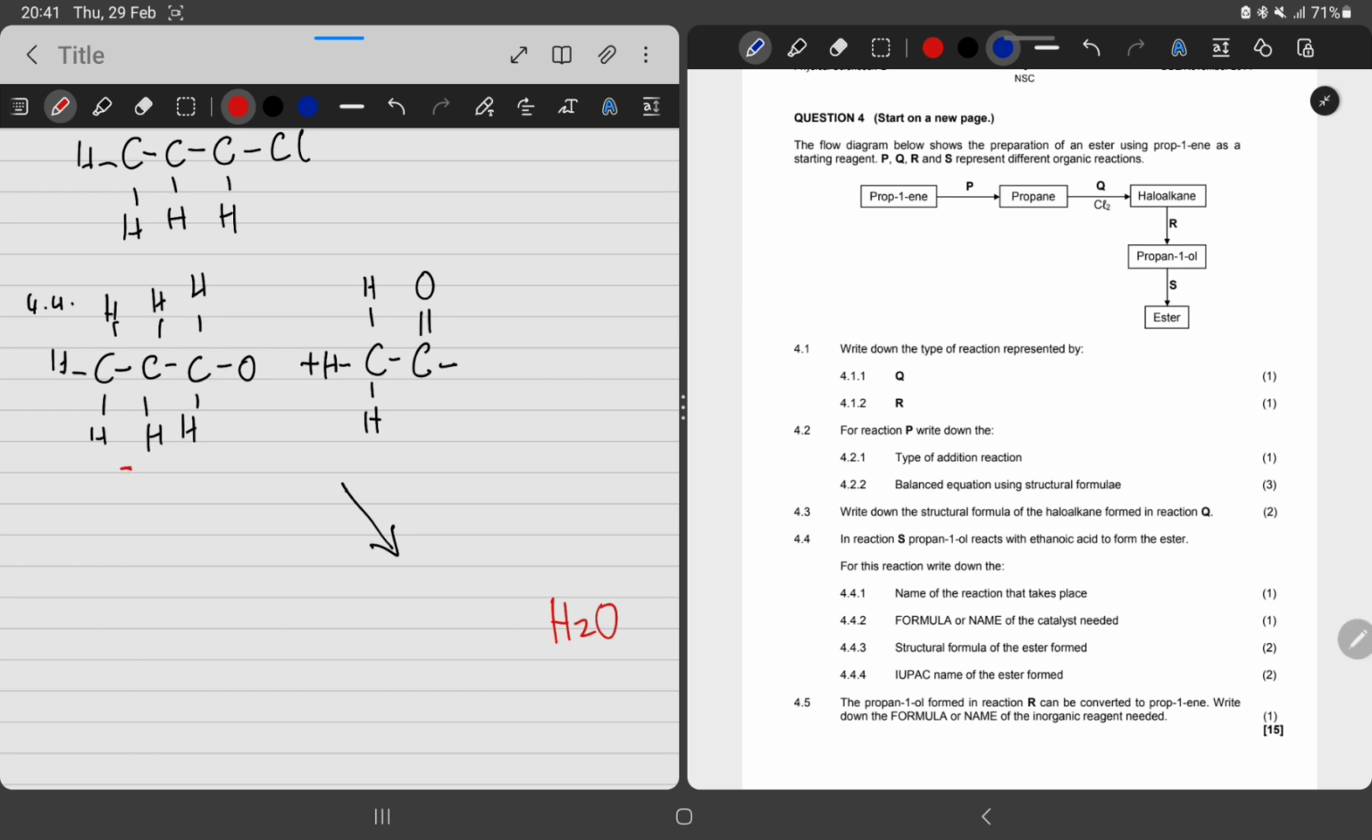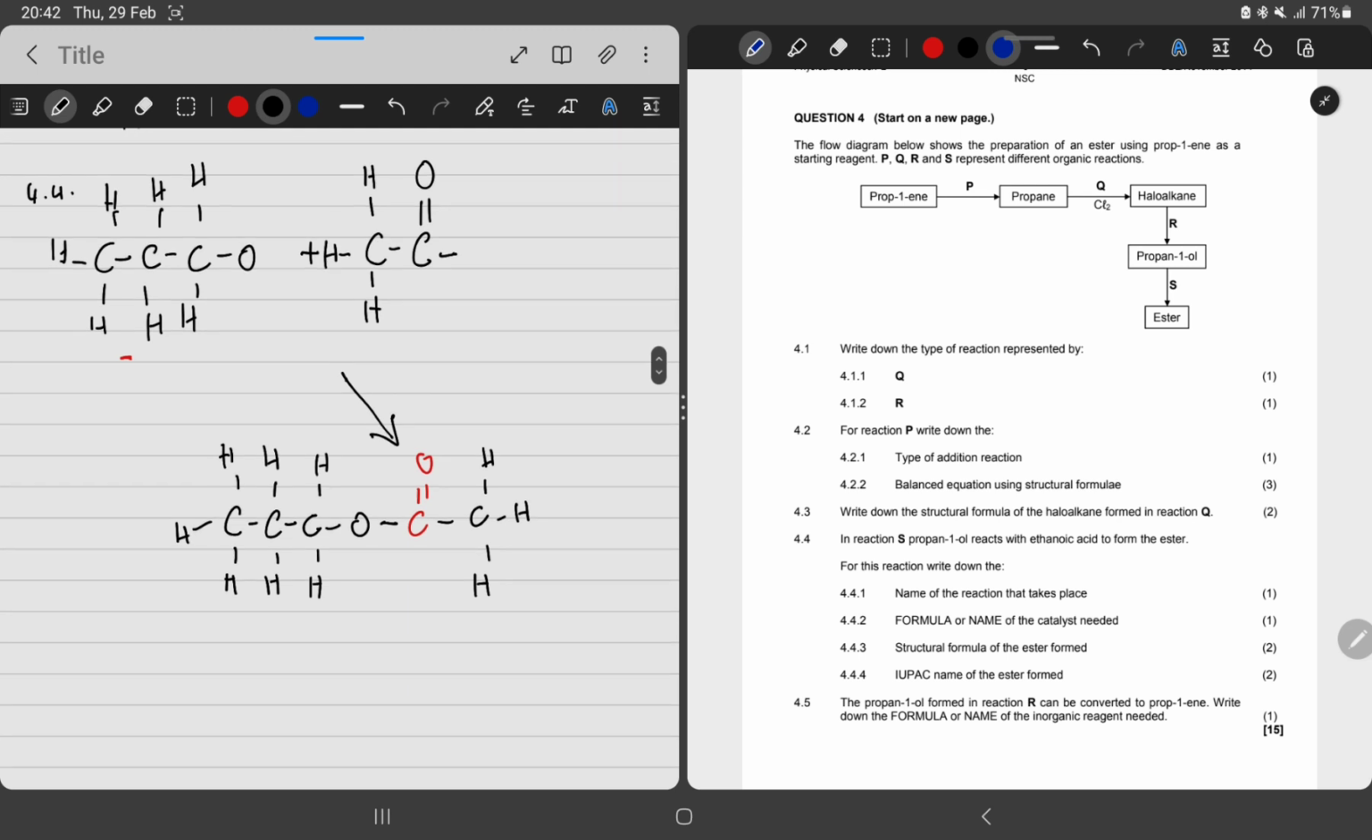I'm going to start with the alcohol. So this is going to be 1, 2, 3. And then we are going to join this carbon to that oxygen. Right? And then we also have the carbon at the end. So that is going to be our corresponding what? Ester.